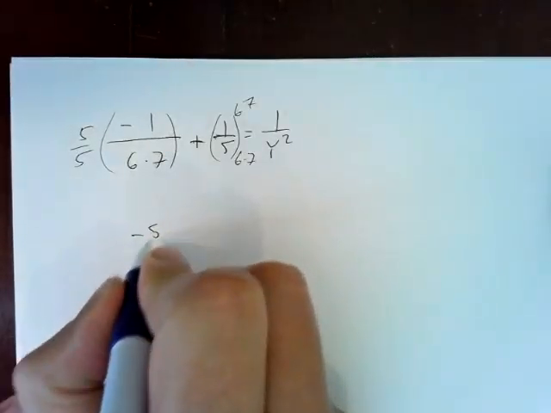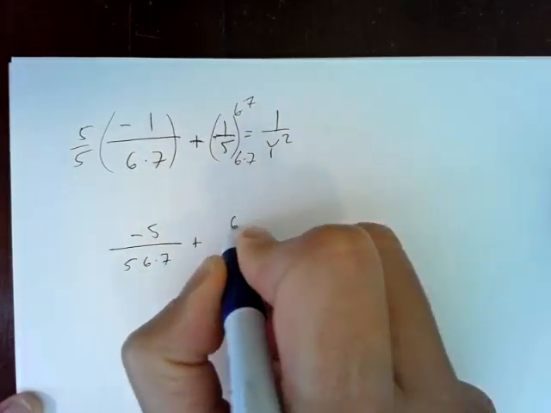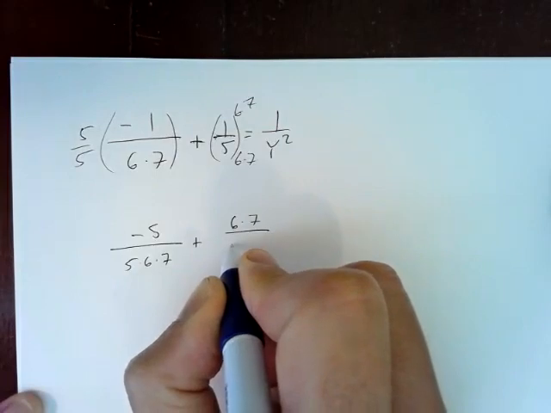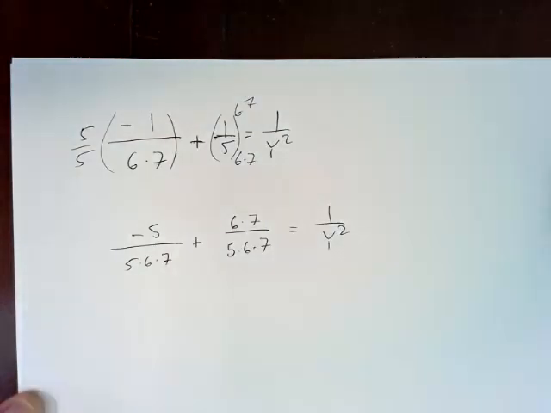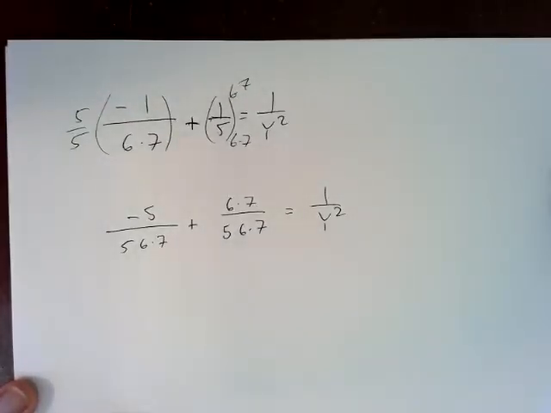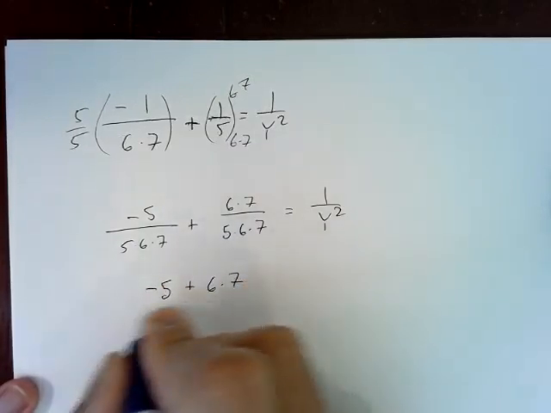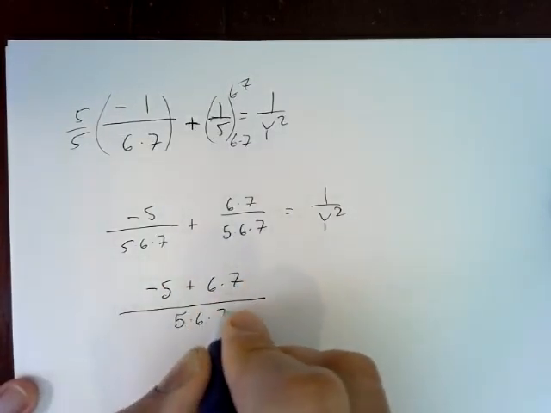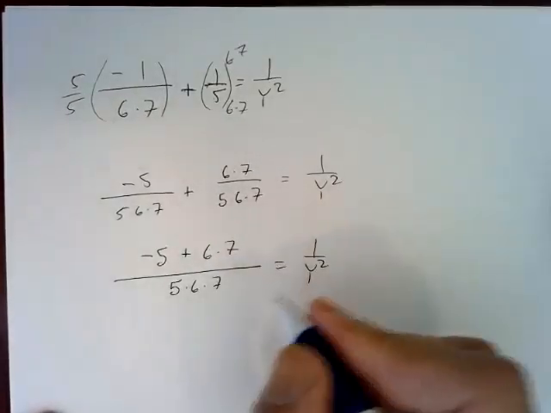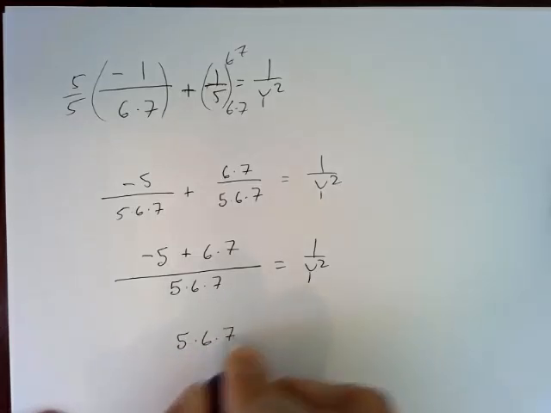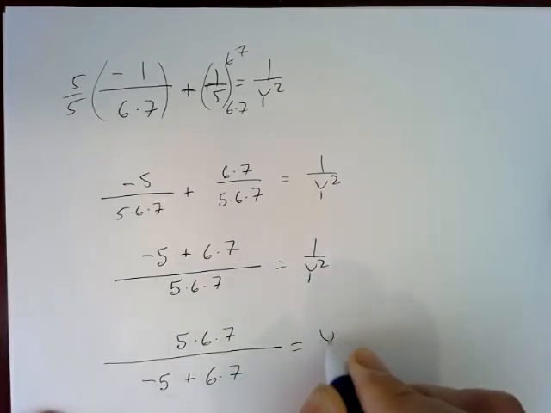So this becomes minus 5 over 5 times 6 times 7 plus 6 times 7 over 5 times 6 times 7. And now that's equal to 1 over y squared. So we do have, in fact, a common denominator. Now we can combine these two terms. So we have minus 5 plus 6 times 7 over 5 times 6 times 7 is equal to 1 over y squared. And now we can take the reciprocal of both sides. 5 times 6 times 7 over minus 5 plus 6 times 7 is equal to y squared.